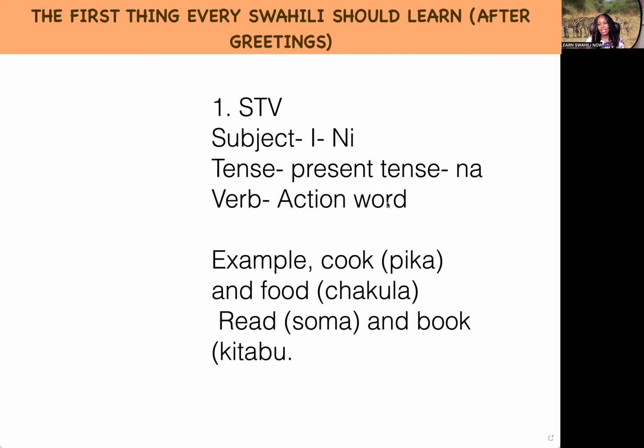So remember I said select vocabulary from your day-to-day life. For instance, you cook, and then what do you cook? You cook food. So you learn the word for cook, which is pika, and then you learn the word for food, which is chakula. So I'm going to use this to demonstrate a point, and then we're going to work on this together, all right?